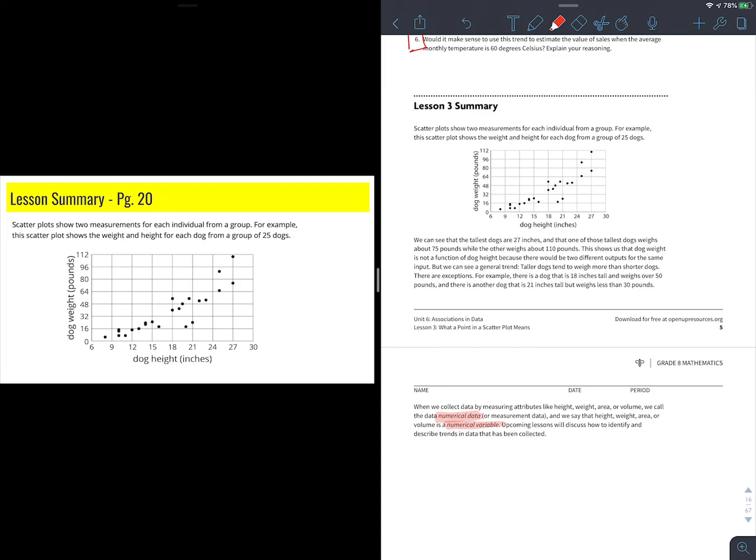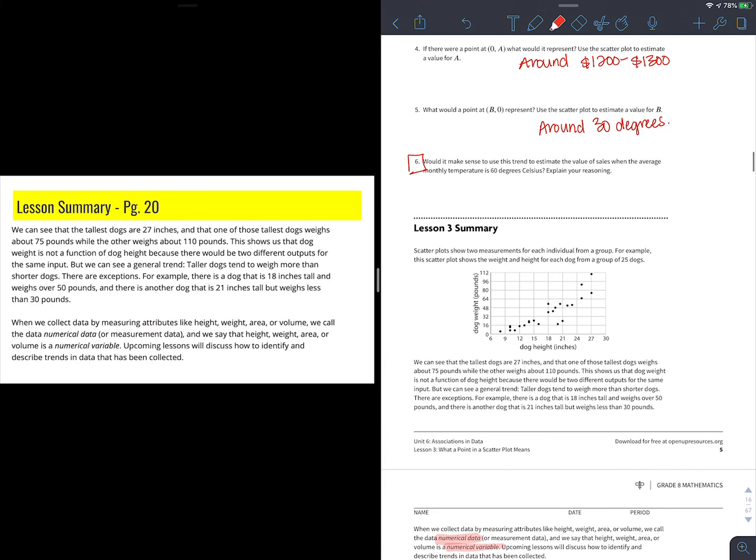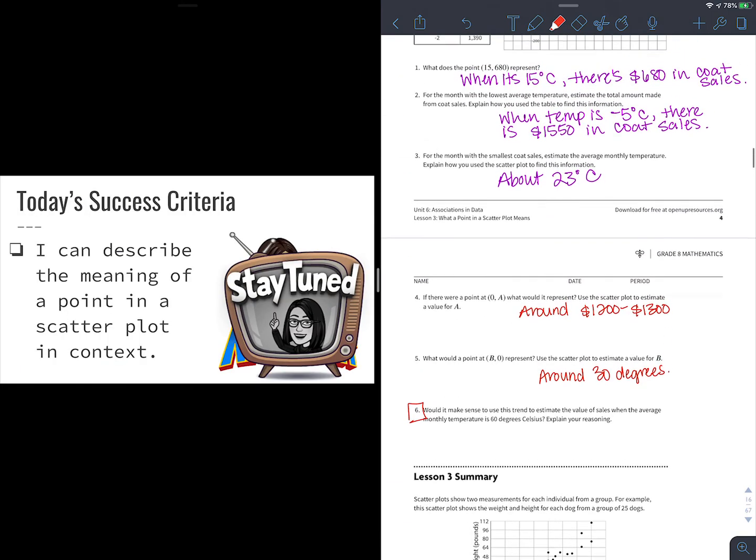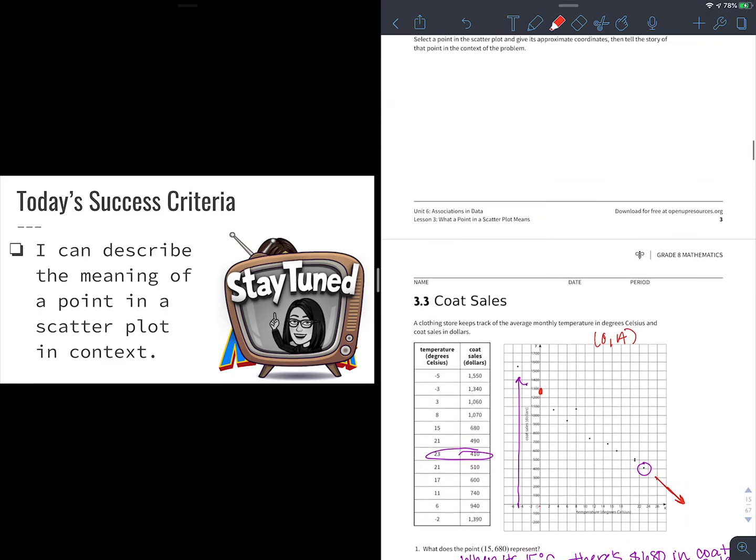Upcoming lessons will discuss how to identify and describe trends in data that has been collected. So that was all there in that summary. You could read through everything if you desire. But your goal was to, again, describe the meaning of a point in a scatter plot, which is what we basically did.